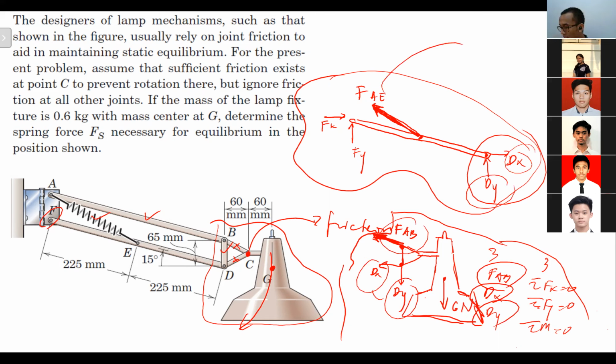In that case, in this particular free body diagram, we are only left with three unknowns: FAE, Fx, Fy. And we have three equations as well: sigma Fx equal to 0, sigma Fy equal to 0, and sigma moment equal to 0. So we will be able to solve for these three. That's the way to solve it, guys.